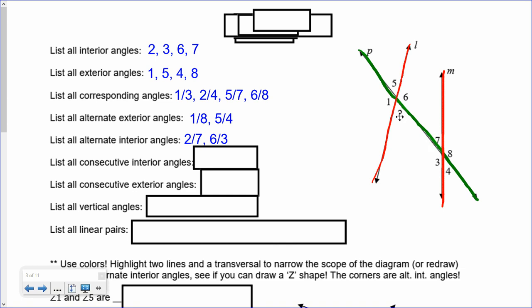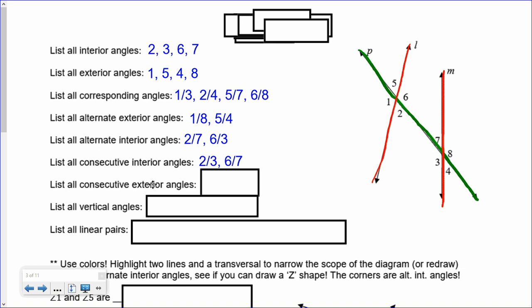So if I start with angle 2, since I'm below the transversal, I'm going to stay on the underside of the transversal, and I'm just going to go across, not diagonally, but next to, or kind of following the pattern. I'm going to go over to the other side of the shape with 3. So 2 and 3 are consecutive interior. Same thing with 6 and 7. So these are consecutive interior, same side of the transversal.